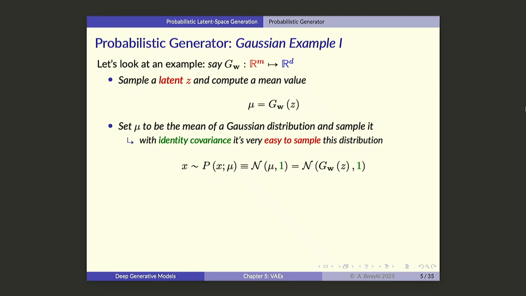Okay, so one thing that you should pay attention to here is that this kind of generation is not very hard for me, right? Because everybody agrees, if I have this distribution, which is a Gaussian distribution with identity variance, this is very easy to sample.